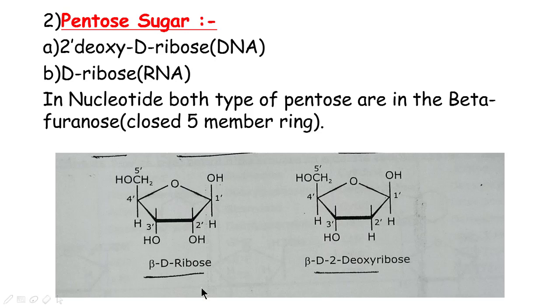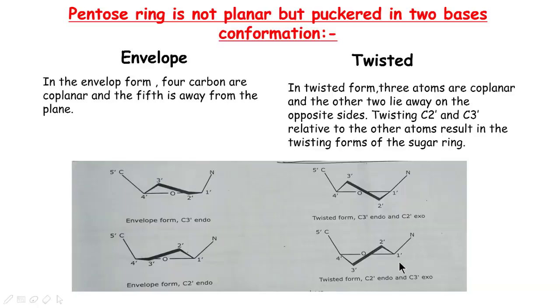Okay. What is the difference between beta D-ribose and beta D-2-deoxyribose? At position number 2, you can see a hydroxyl group is present. Therefore, it is known as beta D-ribose. While in the deoxyribose sugar, at position number 2, there is no hydroxyl group, only hydrogen is present. Therefore, its name is beta D-2-deoxyribose.